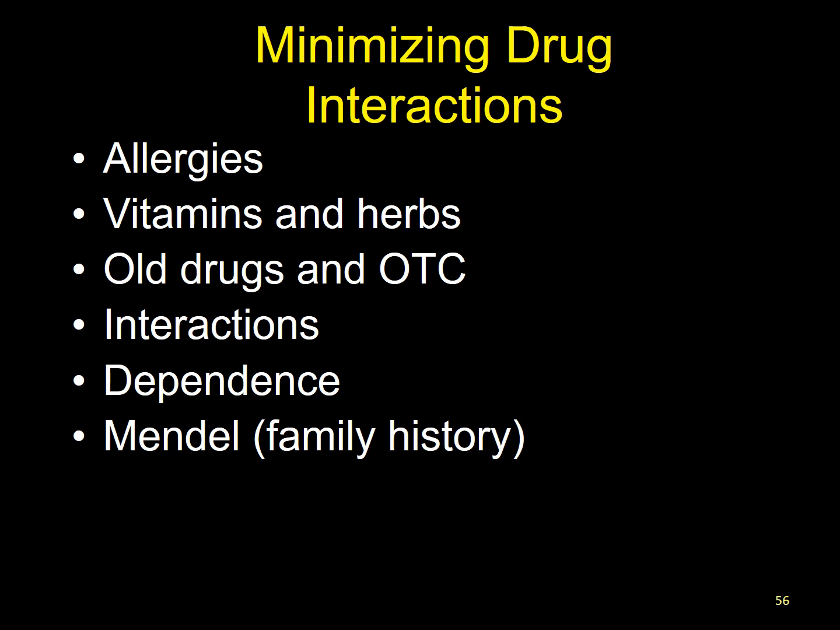This is the AVOID acronym to minimize drug interactions. AVOID: A, V, O, I, D, and then M. AVOID M, and the M is for family history, because family history does confer some tendency to drug metabolism and pharmacokinetic properties. So AVOID M can help you keep in mind how to avoid or minimize drug interactions.